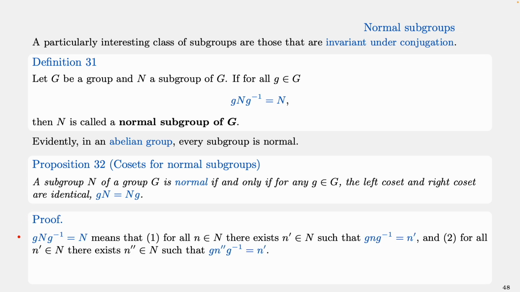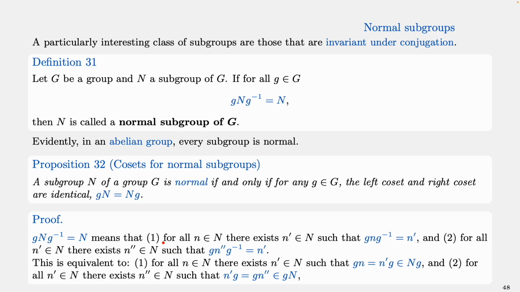And for the proof, we observe that g N g inverse being equal to N is equivalent to those two properties here. Firstly, for all n in the subgroup N, there exists some n prime such that g n g inverse is equal to n prime, meaning that this part is contained here. And second, for all n prime in N, there exists some n double prime such that g n double prime g inverse is equal to n prime, meaning that this part here is included here. And 1 and 2 together just mean that they are identical.